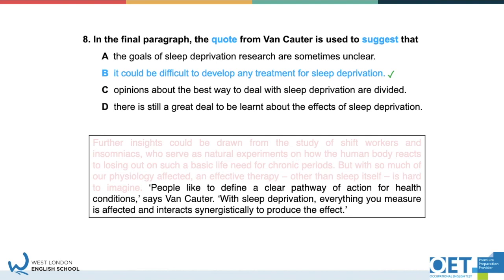And D, there is still a great deal to be learnt. Well, I'm sure there is. There probably is a lot still to be learnt, but that's not actually mentioned here in the paragraph. Her quote is just saying that people want a clear pathway for treating health conditions or with the action. And with sleep deprivation, there are so many symptoms and so many problems that it's very difficult to do this. So the answer has to be B.